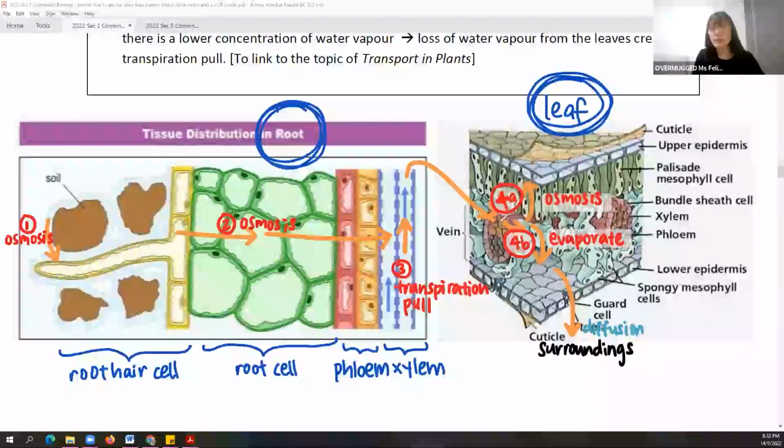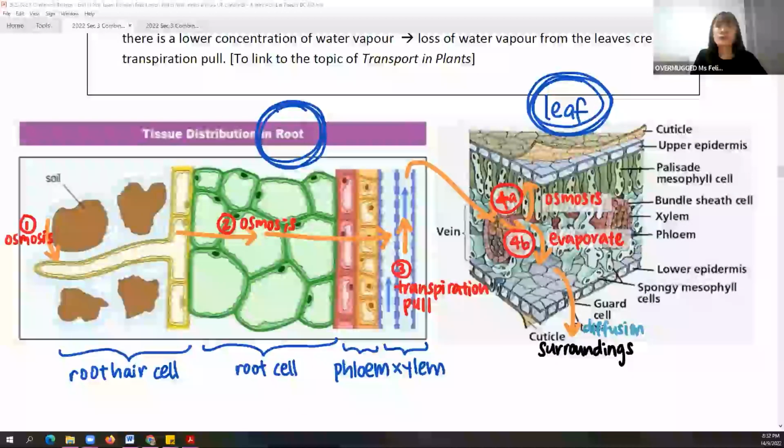Another pathway will be from the xylem to the spongy mesophyll to the intercellular airspace, and this is evaporation already. Because if you go to the airspace, air means gas, right? So from liquid state, as the xylem is carrying liquid water, to the airspace, which is gaseous water vapor. That's why this process is evaporation.